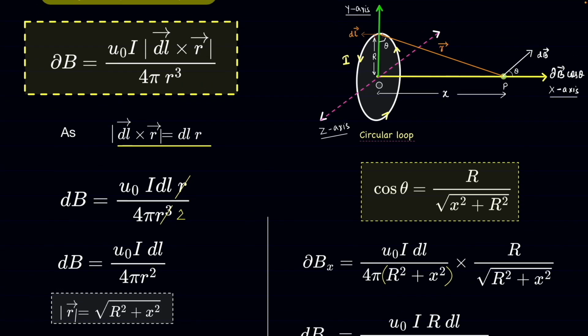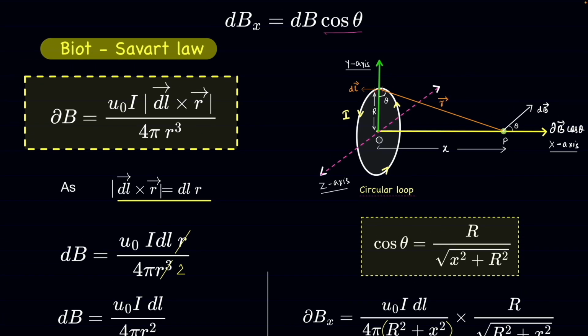The second step is to find the value of cos theta. We know that we have a right angle triangle. This is the right angle triangle. To find the value of cos theta, we know that it is adjacent by hypotenuse. The adjacent is R and the hypotenuse is the position vector, whose value is the root of R square plus x square. So cos theta is equal to R divided by the root of x square plus R square.